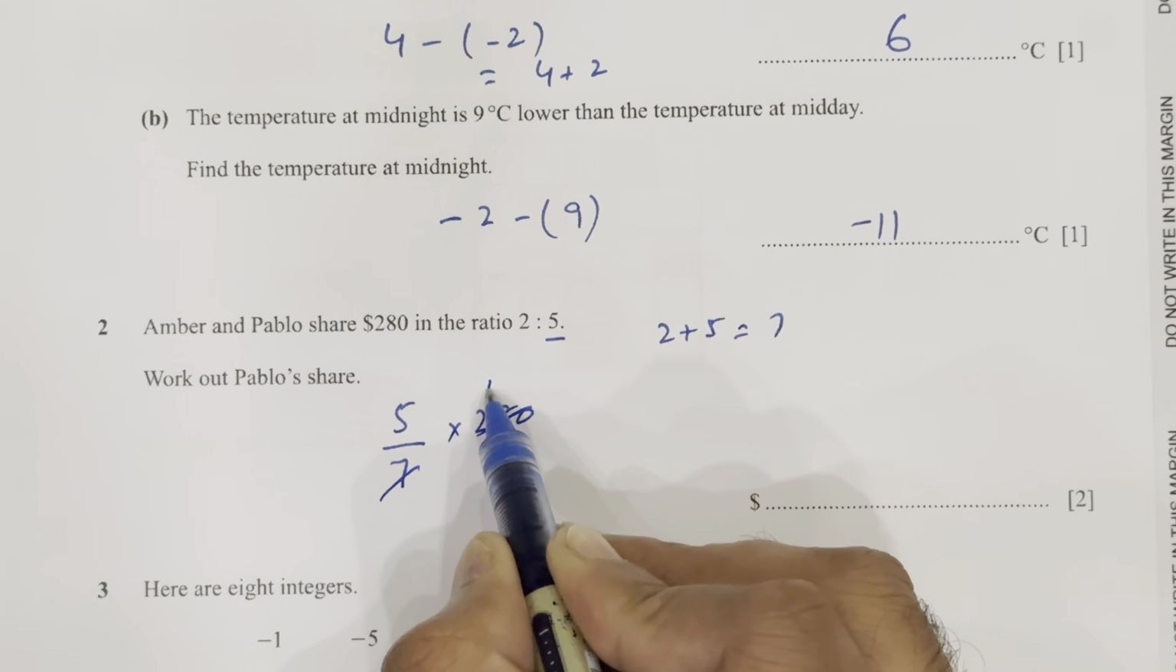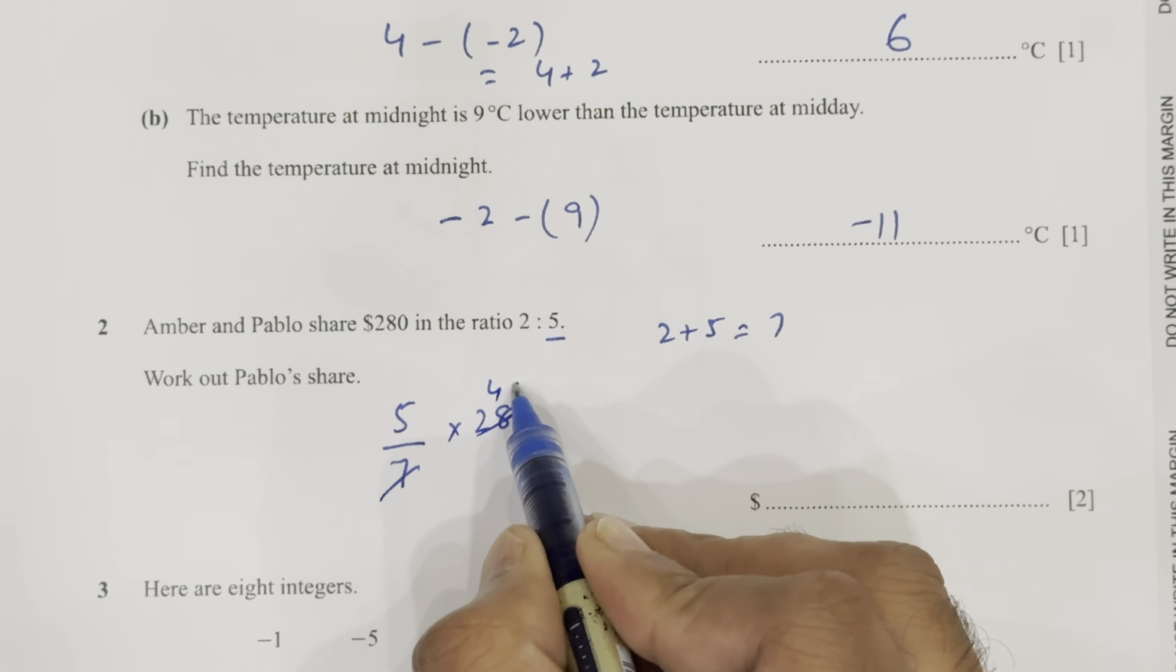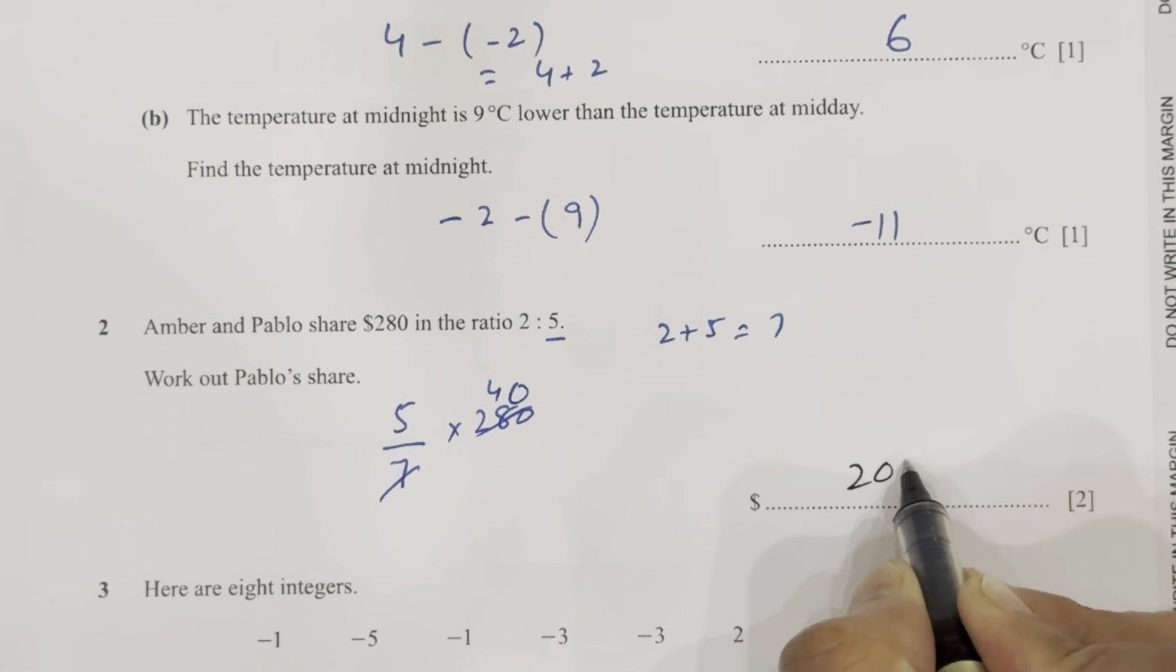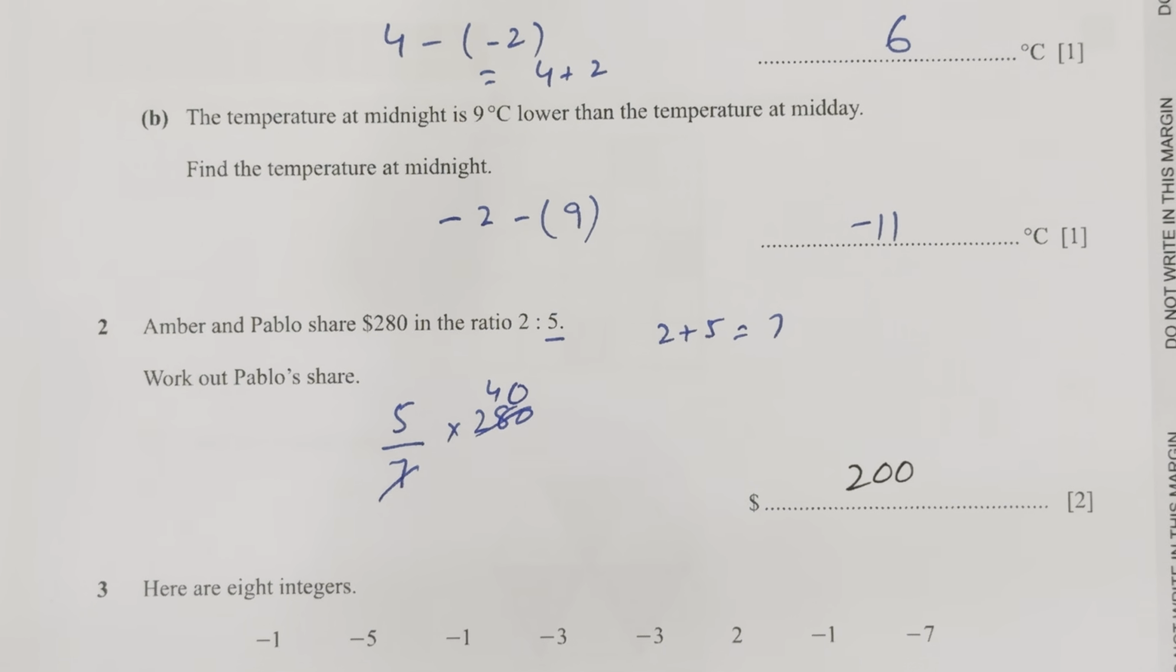7 fours are 28, so it must be 40. Then 40 multiplied by 5, we get the answer that is equal to $200.